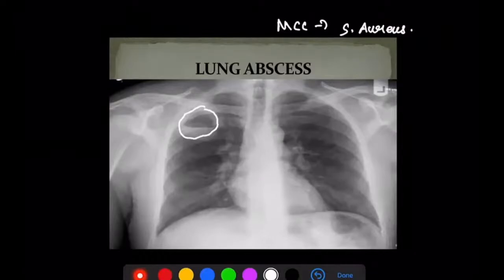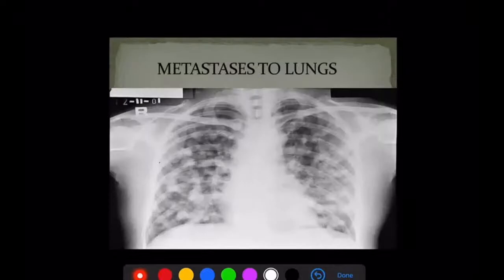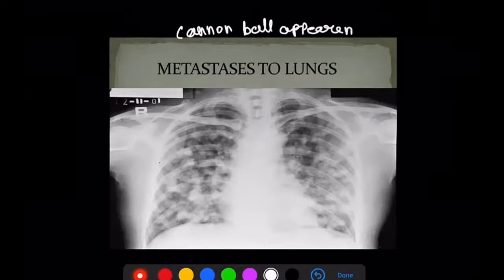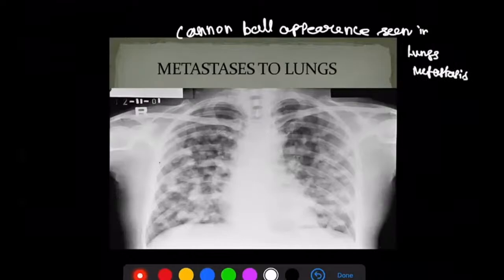What is this appearance called? Cannonball appearance. Very good. Cannonball appearance is seen in lung metastasis.